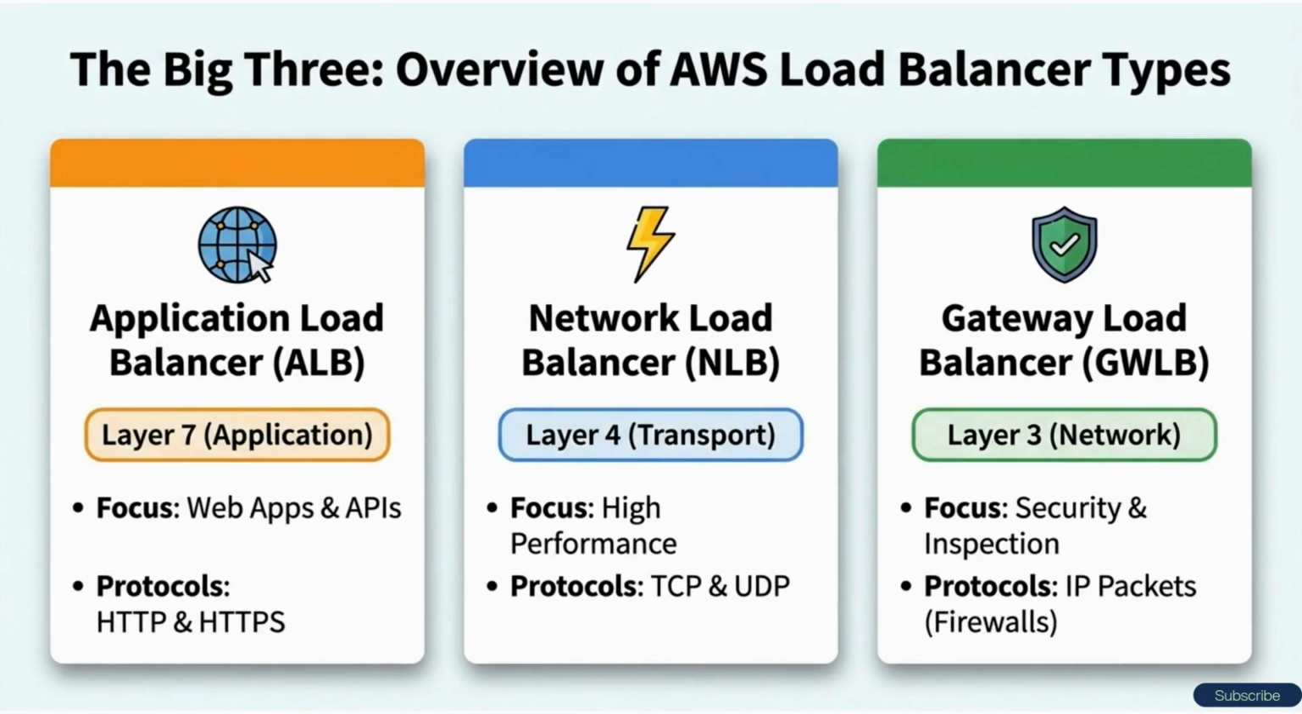AWS provides three major load balancer types. First, Application Load Balancer, or ALB. This operates at layer 7 of the OSI model and understands HTTP and HTTPS traffic. Second, Network Load Balancer, or NLB. This operates at layer 4 and works with TCP, UDP, and TLS traffic. Third, Gateway Load Balancer, or GWLB. This operates at layer 3 and is designed specifically for security appliance integration. A simple way to remember this is ALB, Smart Web Traffic Routing, NLB, Ultra-Fast Network Routing, GWLB, Security Traffic Inspection.